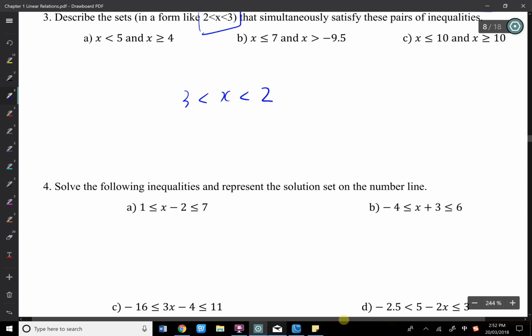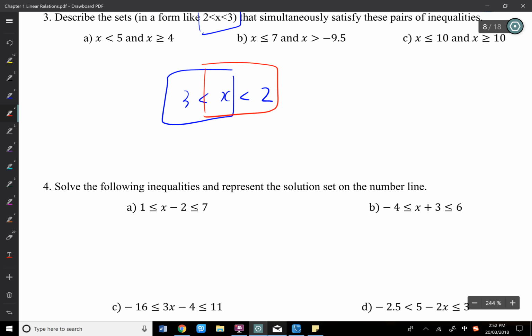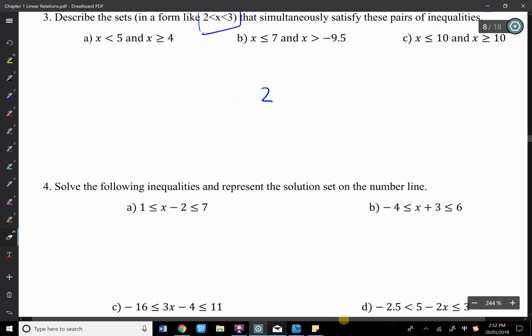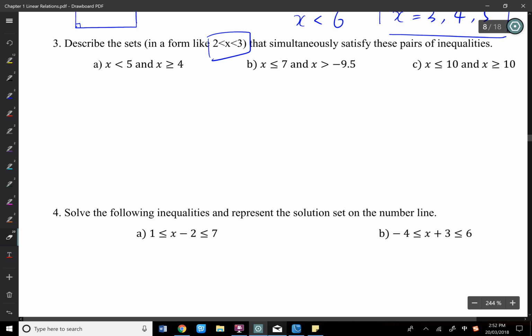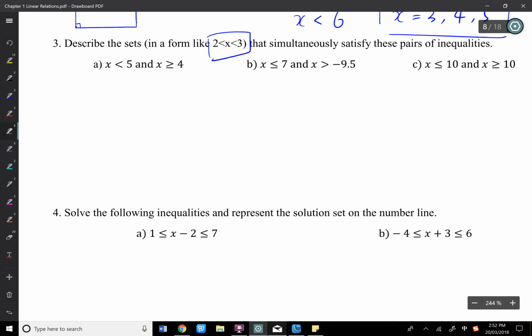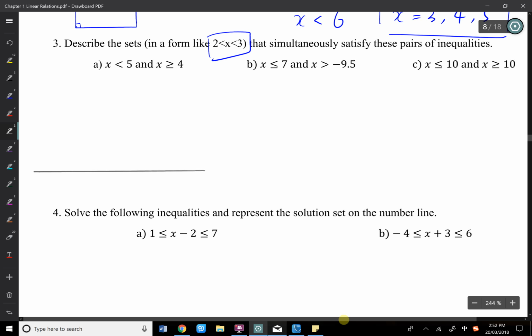So this one means x greater than 3, and this part means x is less than 2. You don't have those values. So that's not working. So what we can see here is x less than 5. What I want you to do is show that on a number line but by using different colors. This is a very important skill.